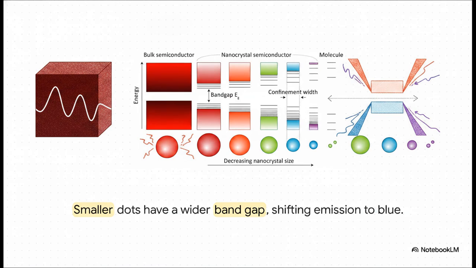Now, take a look at how this visual actually proves the physics of the quantum confinement effect. If you look at the bulk semiconductor on the left, you'll see it has a fixed band gap. But as we move over to the right and shrink that nanocrystal, the confinement width shrinks too. Because we're squeezing those electrons into a much tighter space, their energy levels are forced further apart, which widens the band gap. So a smaller dot gives you a larger band gap, spitting out higher energy light, like blue. On the flip side, a larger dot means a smaller band gap, giving us lower energy light, like red.